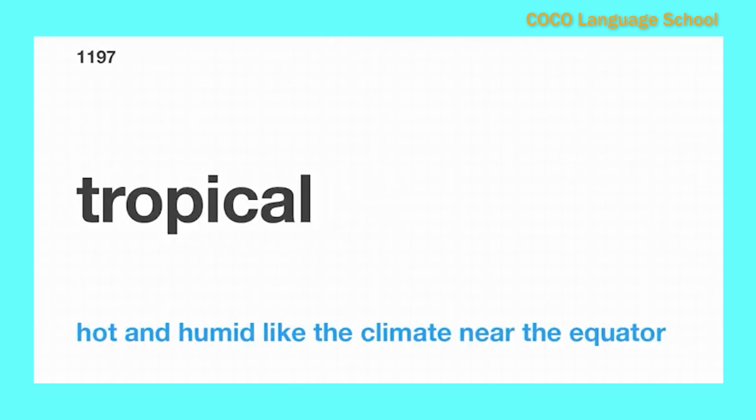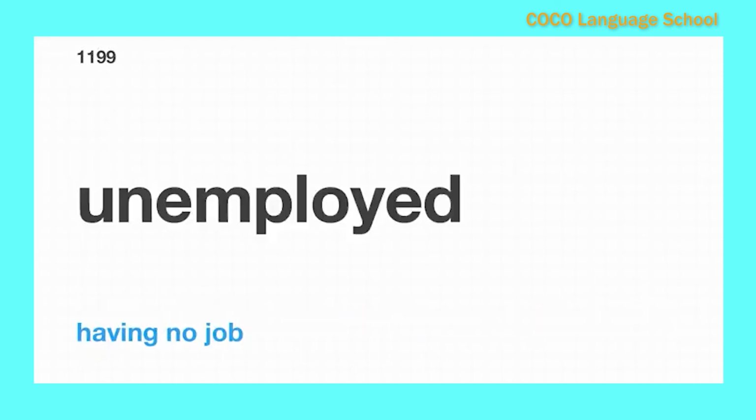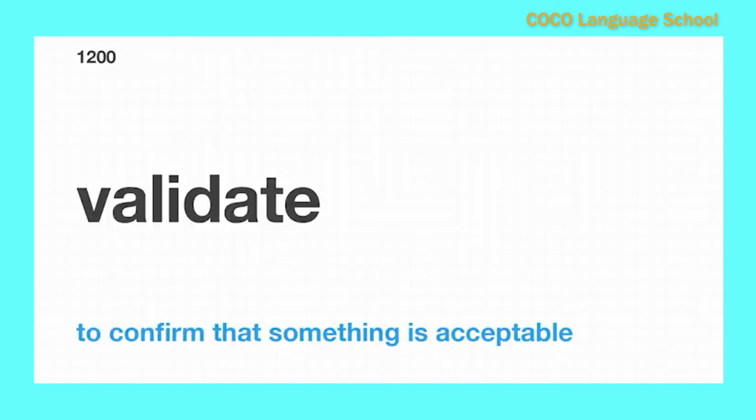Hot and humid like the climate near the equator. Tropical. A type of fish that lives in the sea, and is good to eat. Tuna. Having no job. Unemployed. To confirm that something is acceptable. Validate.